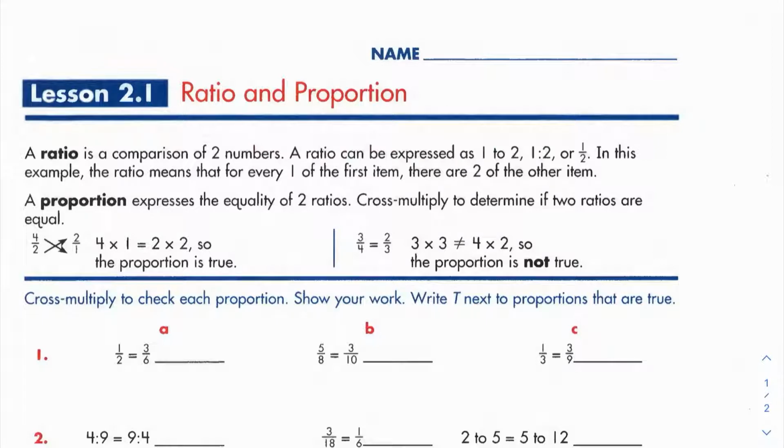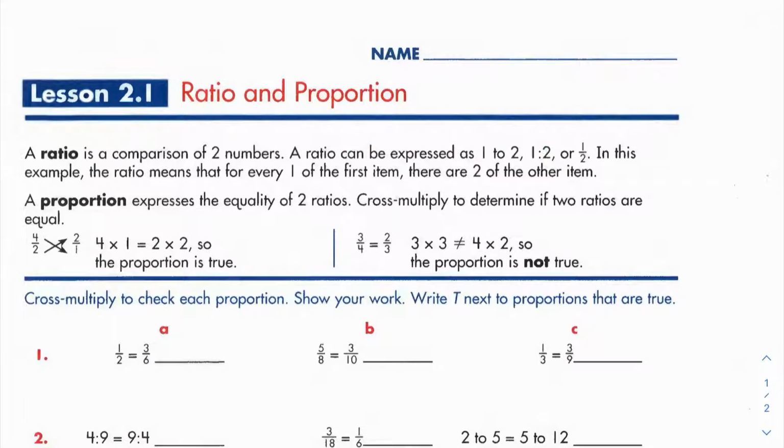In this example, the ratio means that for every one of the first item, there are two of the other items. So just as an example, say your first item is a Coke and your second item is cookies. For every one Coke that you would have two cookies. So if you had 5 Cokes, you would have 10 cookies. That's all a ratio means.